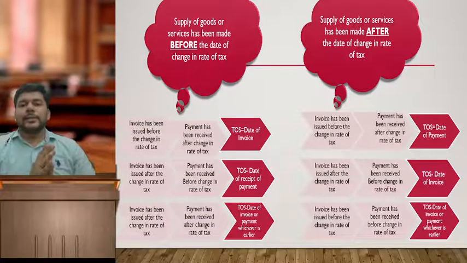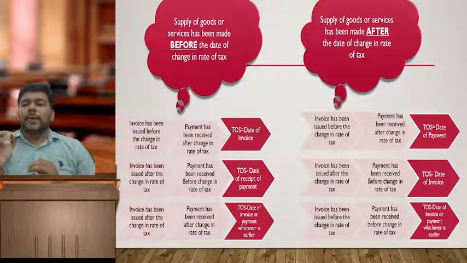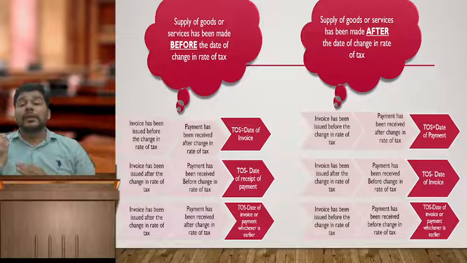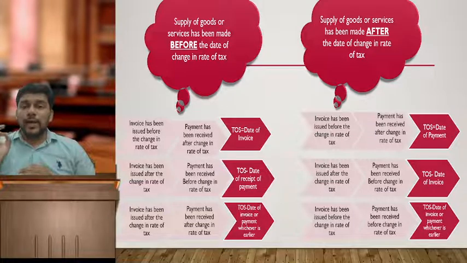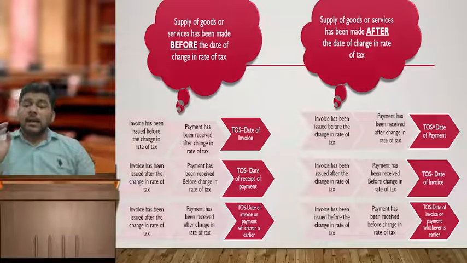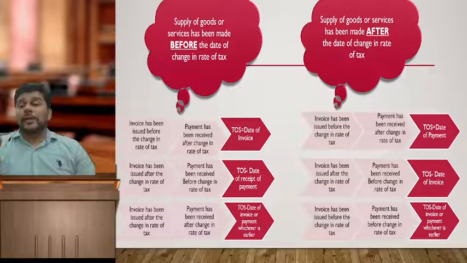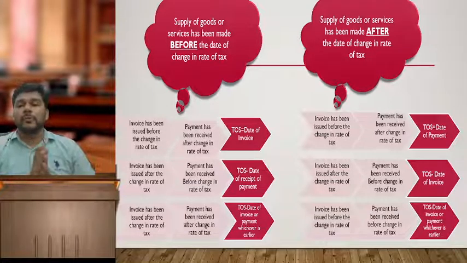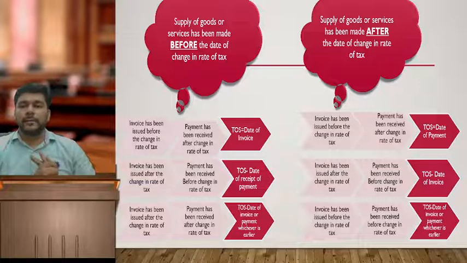On the other side, if we see the second vertical, if the supply of goods or services has been made after the change in effective rate of tax, meaning now we are seeing that on 18th July my rate of tax changes. If my actual taxable event takes place on 18th July or after that, and the other two variables, that is invoice and payments, are going to vary here and there, in such case what will be the time of supply? Now we are going to understand that.